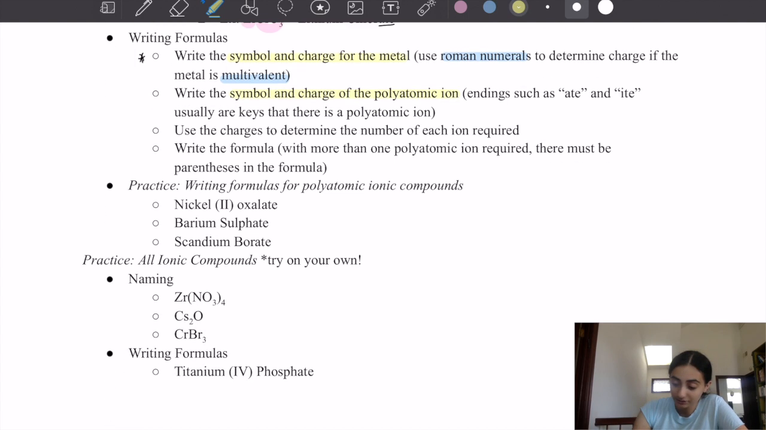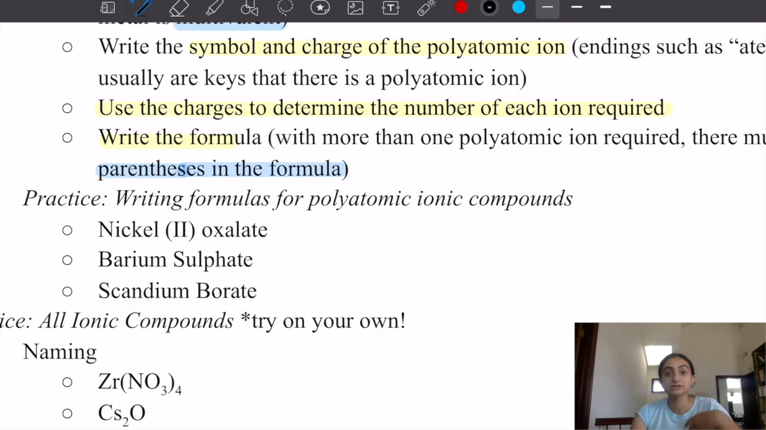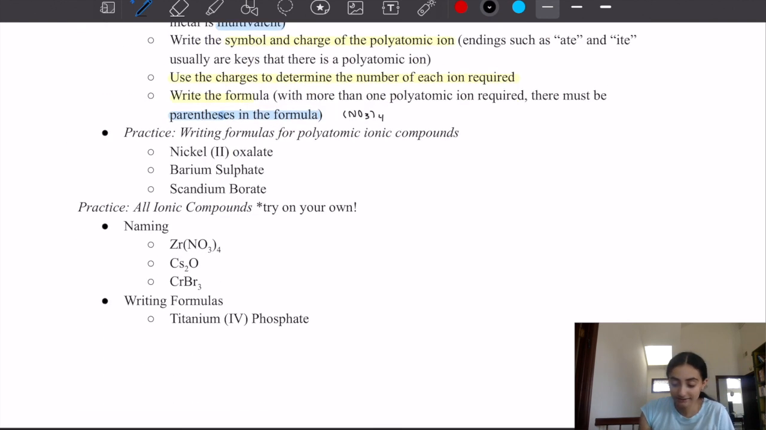So then we are going to use the charges of the metal and the polyatomic ion to determine the number of each ion required, and then finally write the formula. Now with polyatomic ions, you can still use subscripts, but there has to be parentheses. So outside of the parentheses, you would write how many of the polyatomic ion is required in the formula. So let's try writing some formulas.